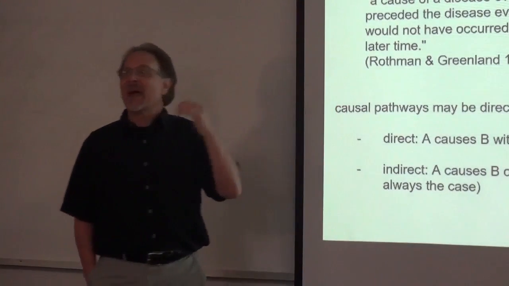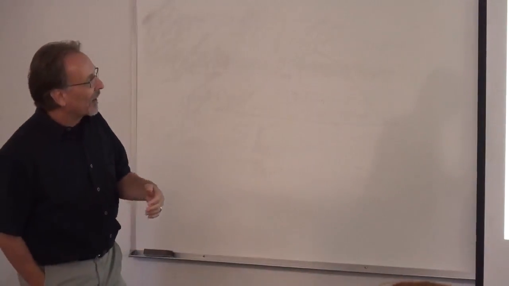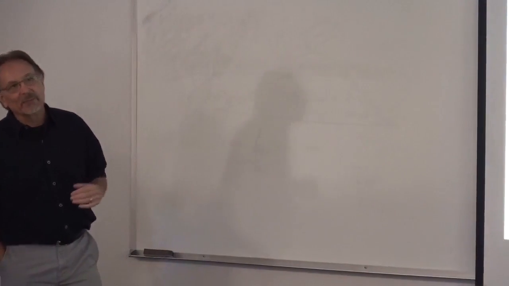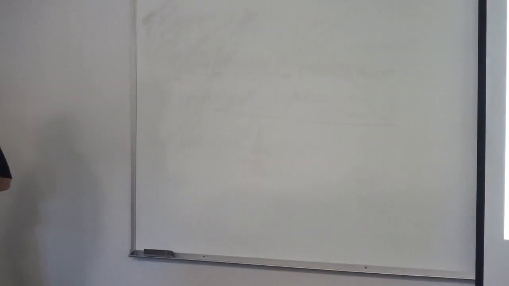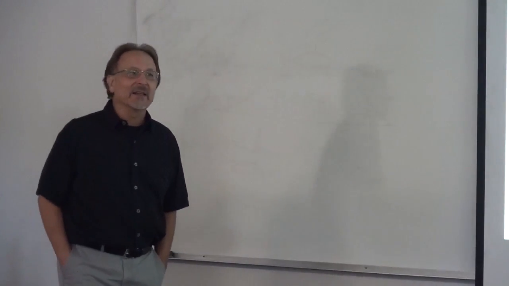Indirect, and we have causal pathways. They're either direct or indirect, and that's self-explanatory. A causes B, or A causes B only because of something intermediary. So that's direct and indirect causation. This is a simple web or multi-causality chart.